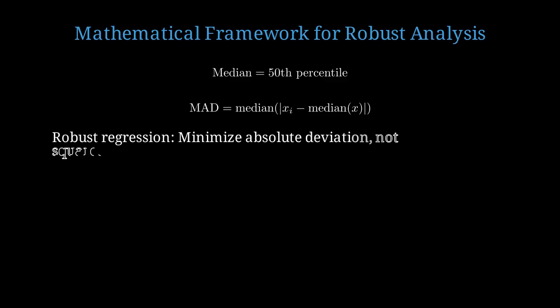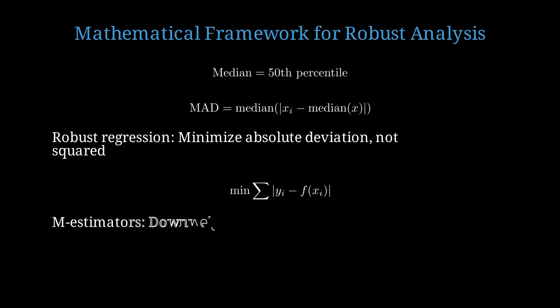For regression, you can use robust methods that minimize absolute deviation rather than square deviation. This reduces the influence of outliers while still fitting the main trend. This is L1 regression, minimizing the sum of absolute values. Compare this to ordinary least squares, which minimizes the sum of squares. M-estimators are a general class of robust methods that downweight outliers based on their residuals, but don't completely eliminate their influence.